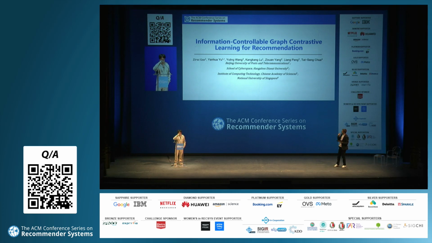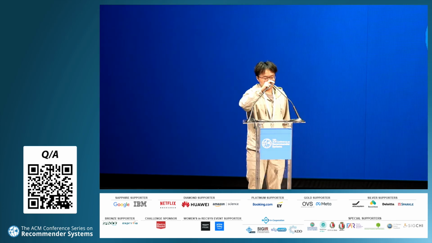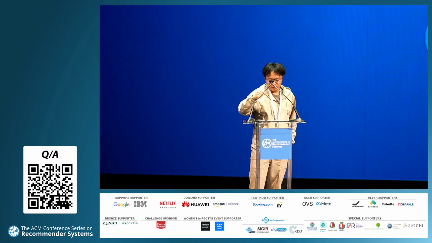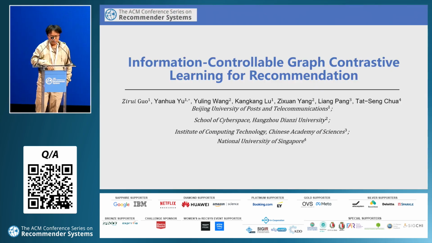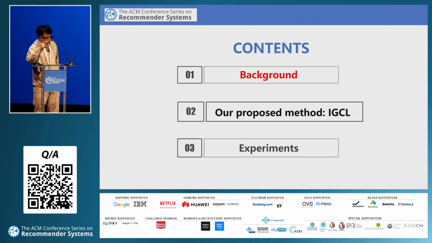Since the authors for this paper cannot attend the conference on site, I am the proxy presenter for this paper titled Information-Controllable Graph Contrastive Learning for Recommendation. In this presentation, I will share their research in 3 parts. First, let's discuss the background behind their study.